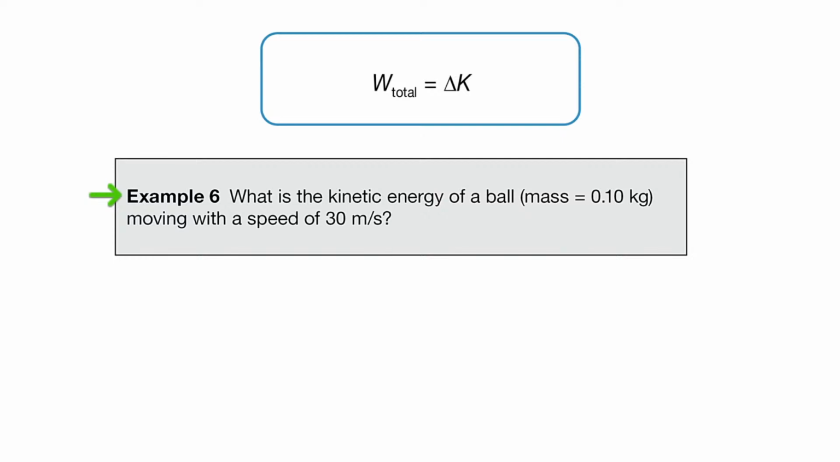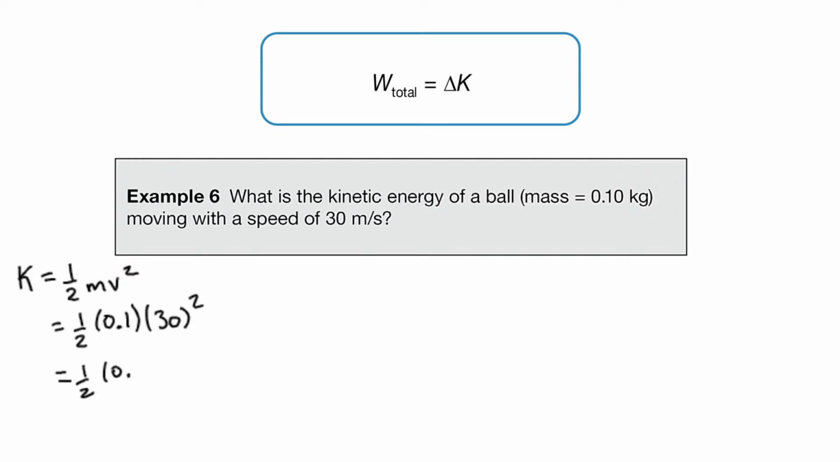And the example asks, what is the kinetic energy of a ball with a known mass moving with a speed of 30 meters per second? Well, this is essentially testing, do we know the equation for kinetic energy? So we can jot the equation down and plug in the pieces and work out the math. So we've got the mass of 0.1 kilograms, speed is 30 meters per second, which we can square.